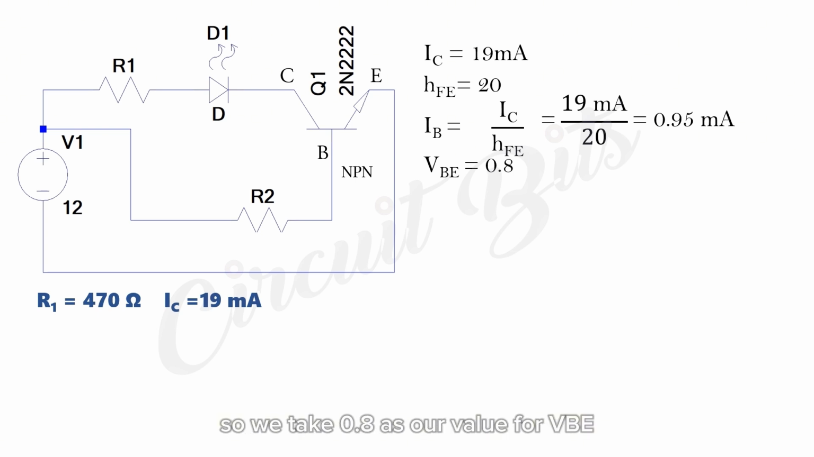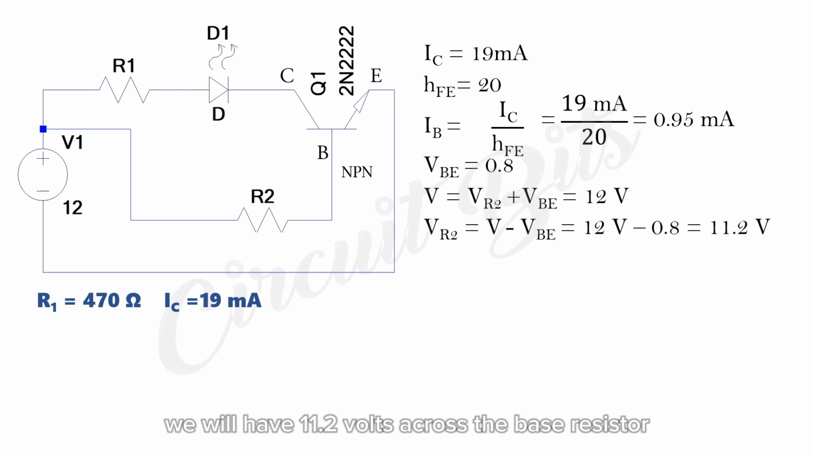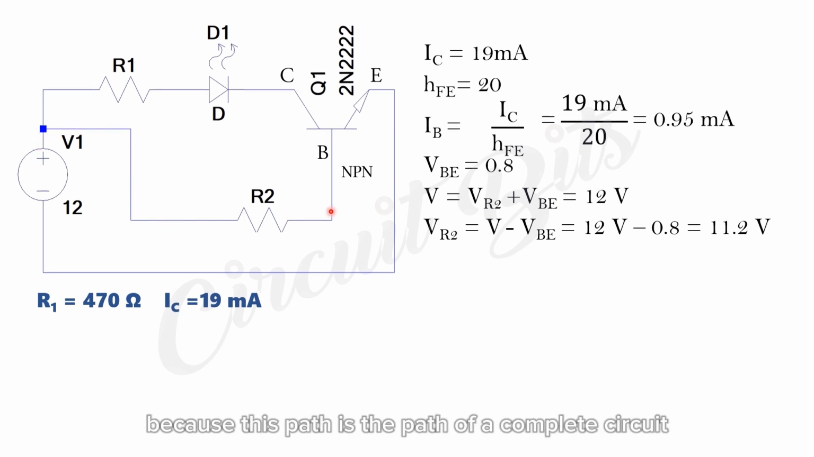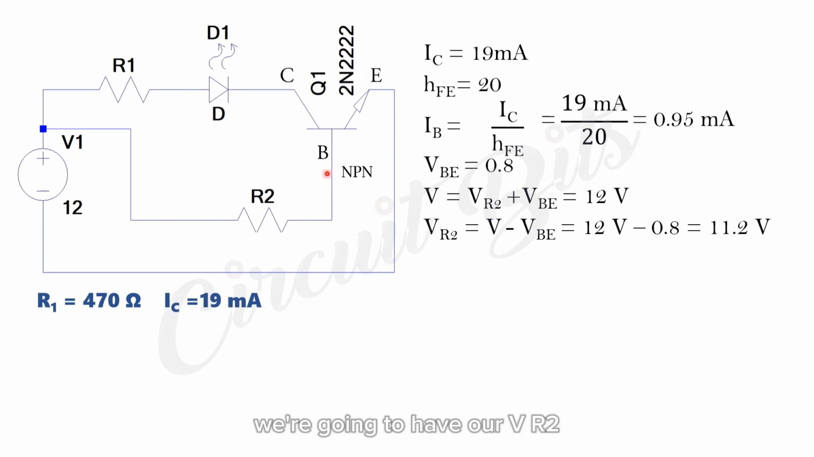So we take 0.8 as our value for VBE, recalling that voltage divides across resistance in series. We can easily know we will have 11.2 volts across the base resistor, which we got by equating the voltage of the source to the voltage across the resistor plus the voltage across the base and emitter pins. Because this is a complete circuit, the voltage splits across this resistor and across VBE. So if we solve for that, we get VR2, the voltage across R2, to be 11.2 volts.